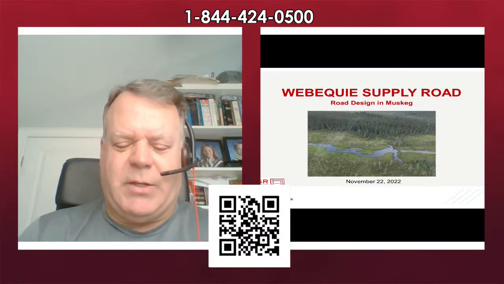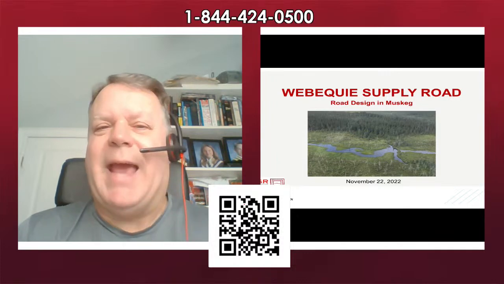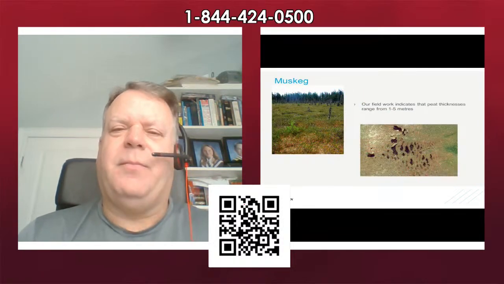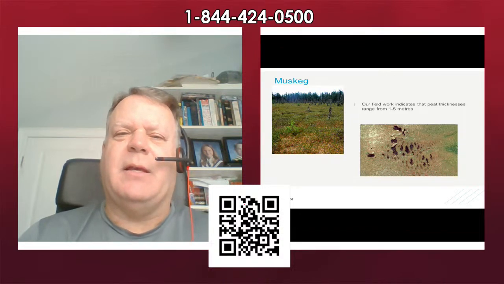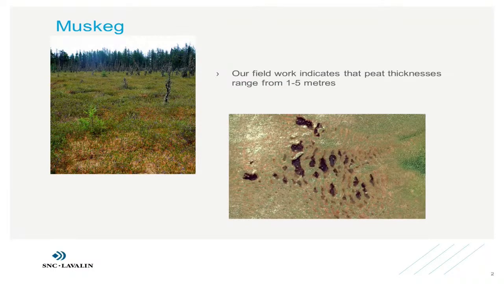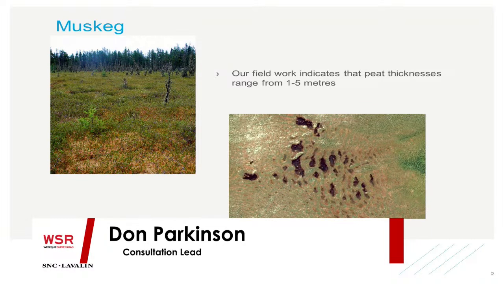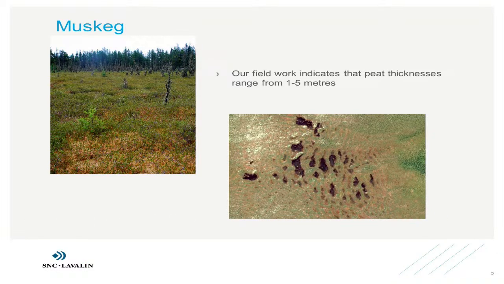Maybe now we can talk a little bit about what muskeg actually is. Muskeg is basically defined as a peat-forming ecosystem that's found most commonly in boreal and Arctic climates. When we're talking about Webequie, we're talking about boreal climates, the boreal forest. The actual word muskeg is of Cree origin, meaning low-lying marsh.